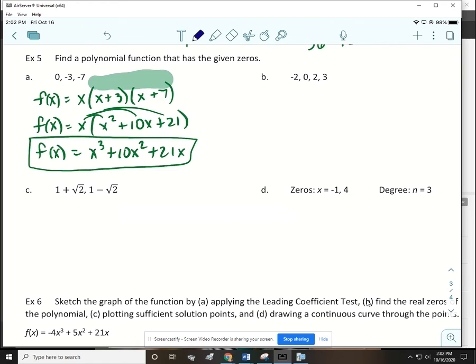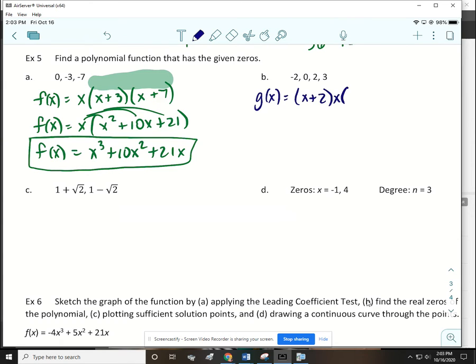This has a few more zeros. So I'm going to call this one g of x. You have to call it something, or it's not a function. So f of x, g of x, h of x, p of x. You can just call it y if you wanted to, but it has to have a name and it has to be equal to something. Otherwise, it's just an expression and not a function.